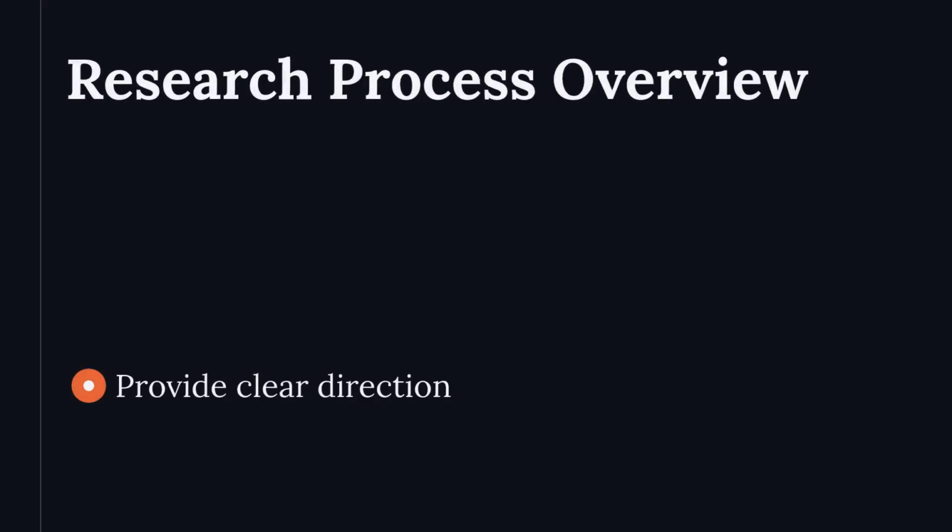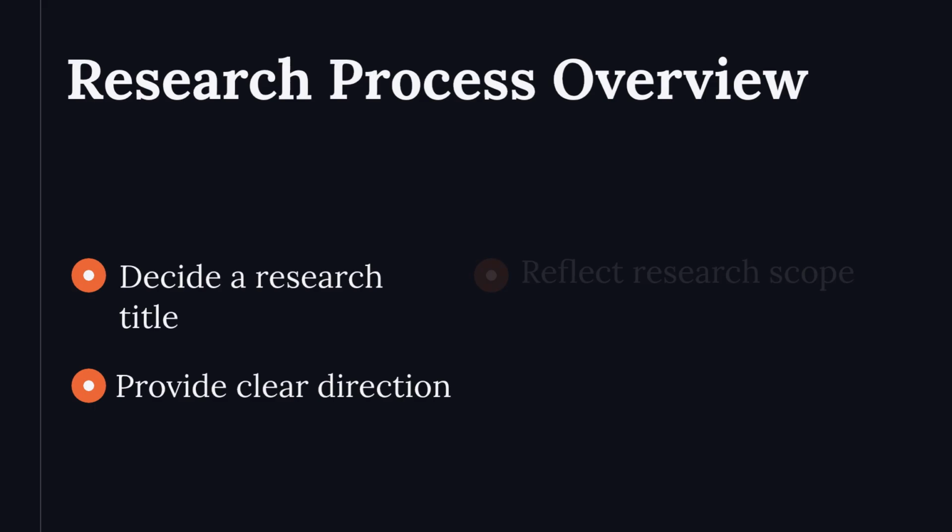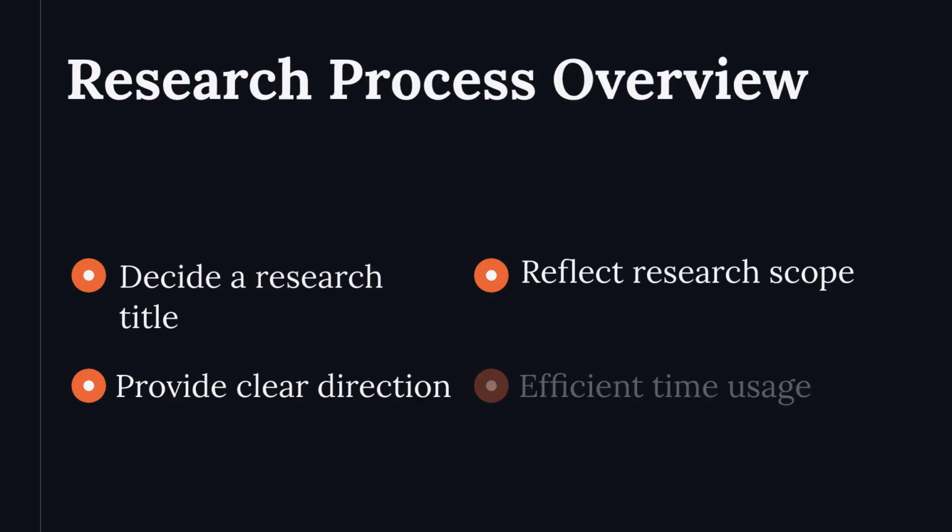The research process begins with deciding a title. Ensure it reflects the research scope. Good titles provide clear research direction. Avoid starting with an impressive title without objectives. Efficient use of time is crucial in research.